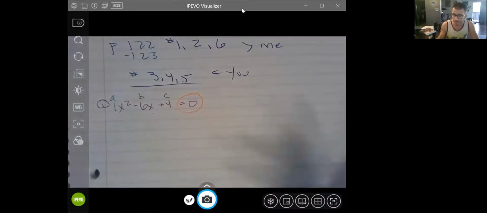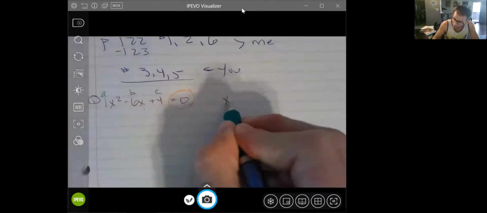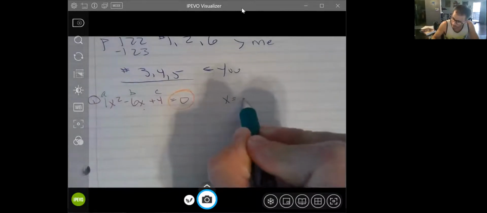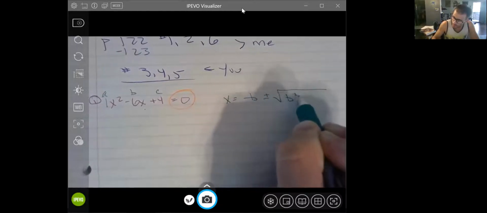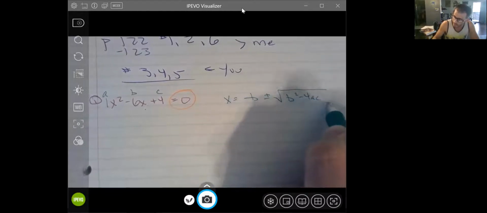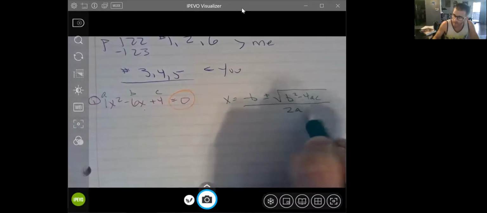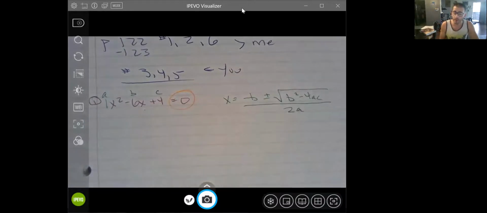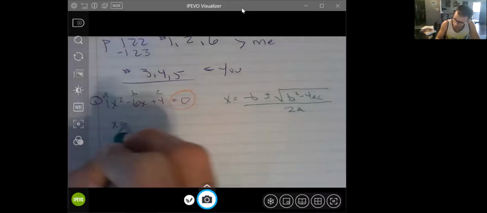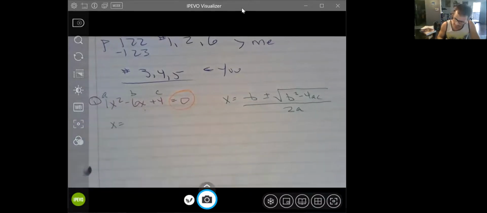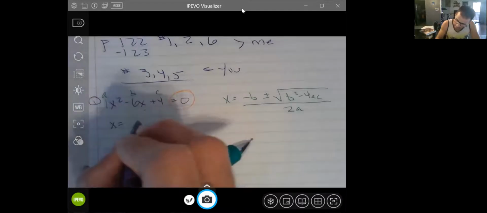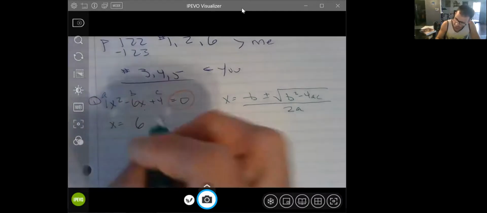And of course, you might remember the quadratic formula. X equals negative b plus or minus the square root of b squared minus 4ac all over 2a. All we got to do is plug and play. X equals the opposite of b. B is negative 6. The opposite of b is positive 6.